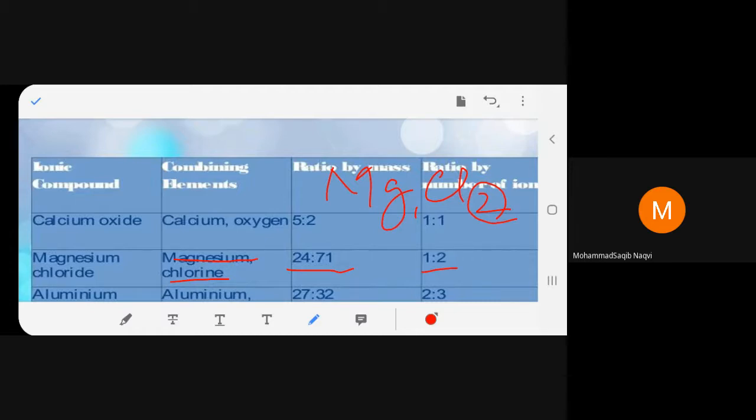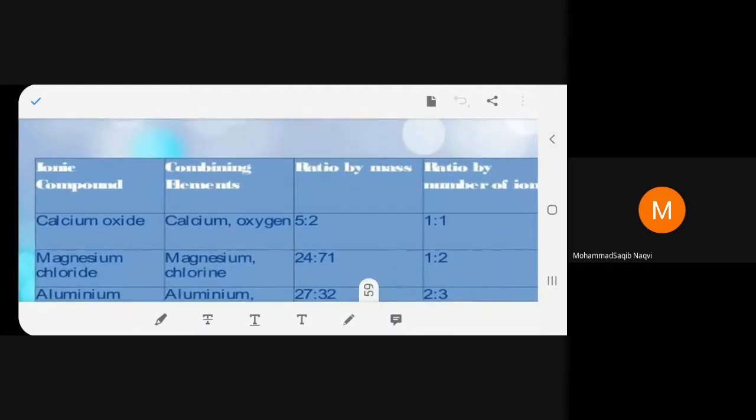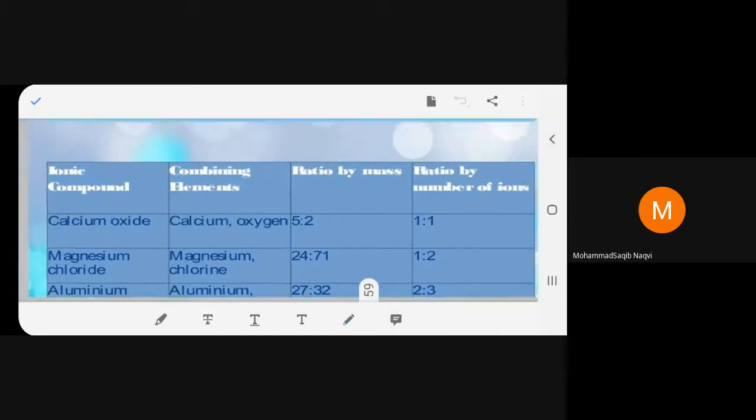You understood or not? Yes. Aluminum chloride, I think this is. So half is not written. AlCl3. Okay, aluminum chloride. So by mass it is 27 is to 32, but by ions it is 1 is to 3. You don't have to remember all this table. It's just for the general view that has been given to you. Okay, so don't worry about this.